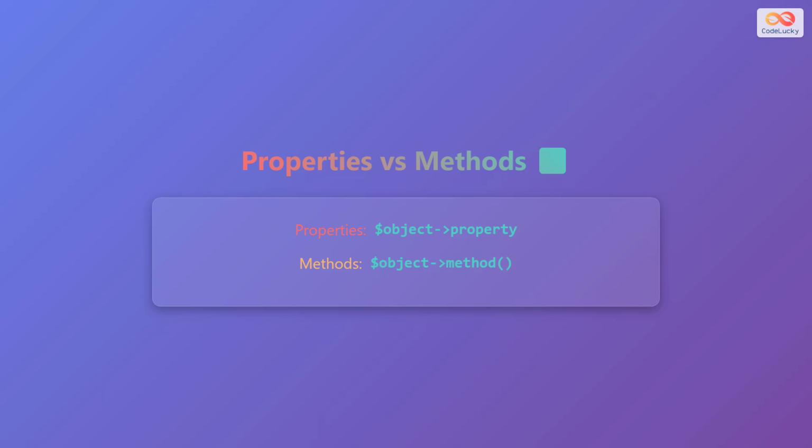Let's summarize the key differences between properties and methods. Properties are variables that hold data about an object. You access them using the syntax $object->property. Methods are functions that define an object's behavior. You call them using the syntax $object->method(). Remember the parentheses. Properties store information while methods perform actions.